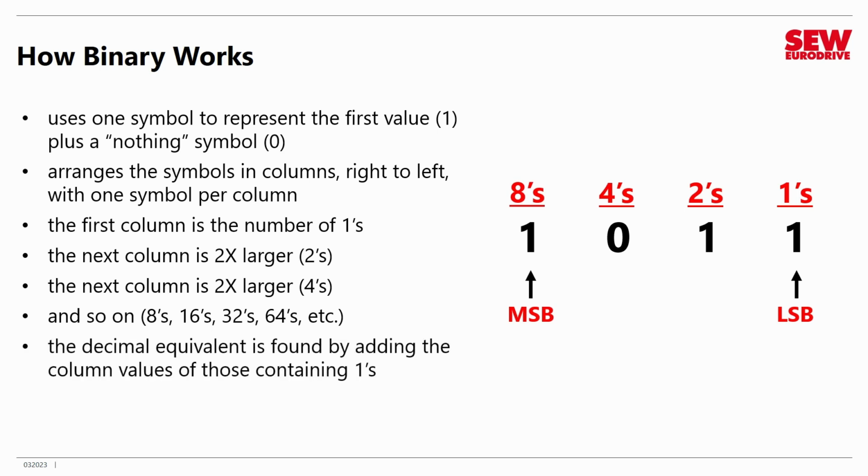Now to find the decimal equivalent of a binary number, it's really easy. You just add the column values of every column that's got a 1 in it. And if it's got a 0, just ignore it. So in this case, the 8's column has a 1, the 2's has 1, and so does the 1. So you add 8 plus 2 plus 1, and that is 11. That is the decimal equivalent of 1011.